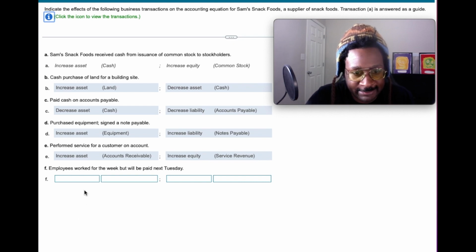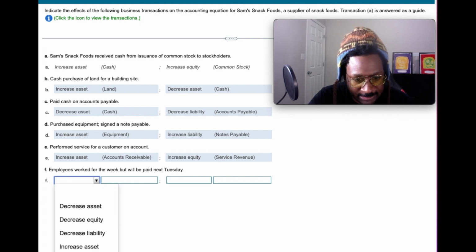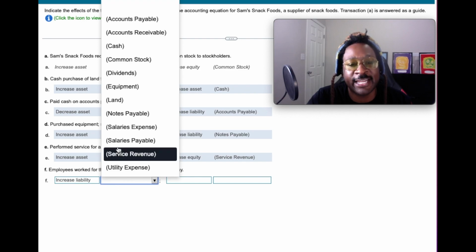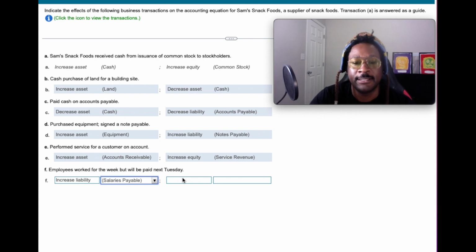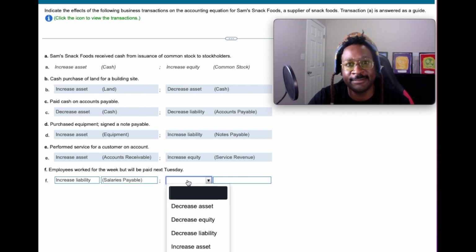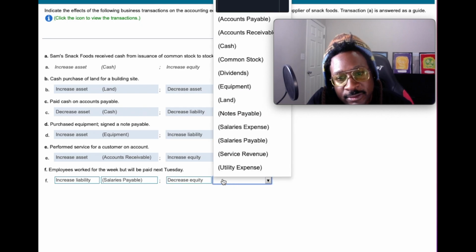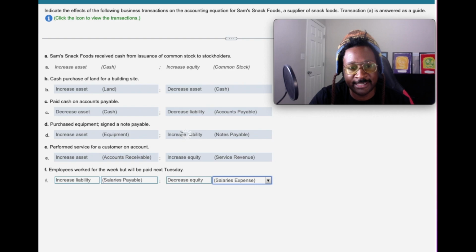So let's look at this example. We just said the liabilities will increase, and it should be for the salaries payable because they haven't paid it yet. Now, we said that anytime salaries are incurred or happen, it's an expense, and expenses decrease equity, gang. So we have to find the salary expense. We're going to check this answer.